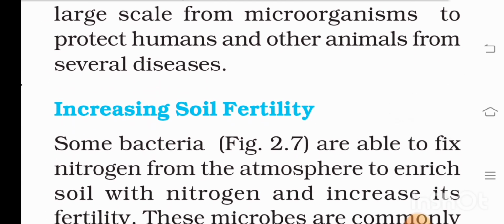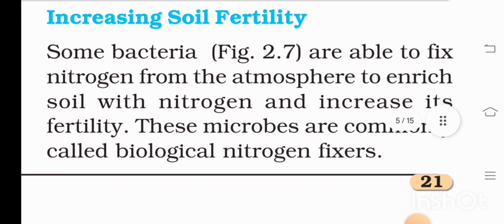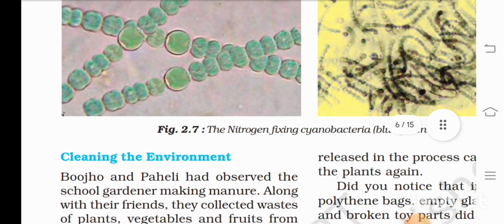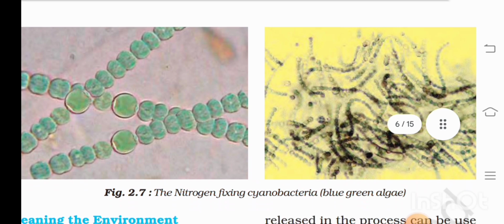Increasing soil fertility. Some bacteria, figure 2.7, are able to fix nitrogen from the atmosphere to enrich soil with nitrogen and increase its fertility. These microbes are commonly called biological nitrogen fixers. The nitrogen-fixing cyanobacteria, blue-green algae.